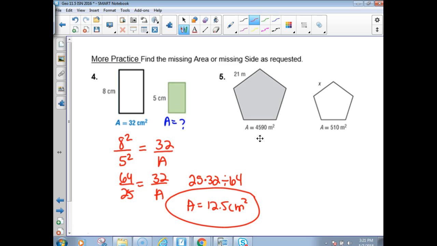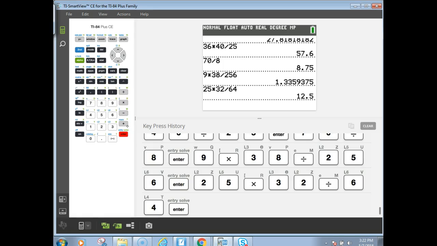Okay, now what about this one? Well, they already gave us the areas. So we got to go backwards. Actually, why don't I go ahead and... Anybody want to divide those areas? I'm thinking, what is 4,590 divided by 510? It comes out nicely.